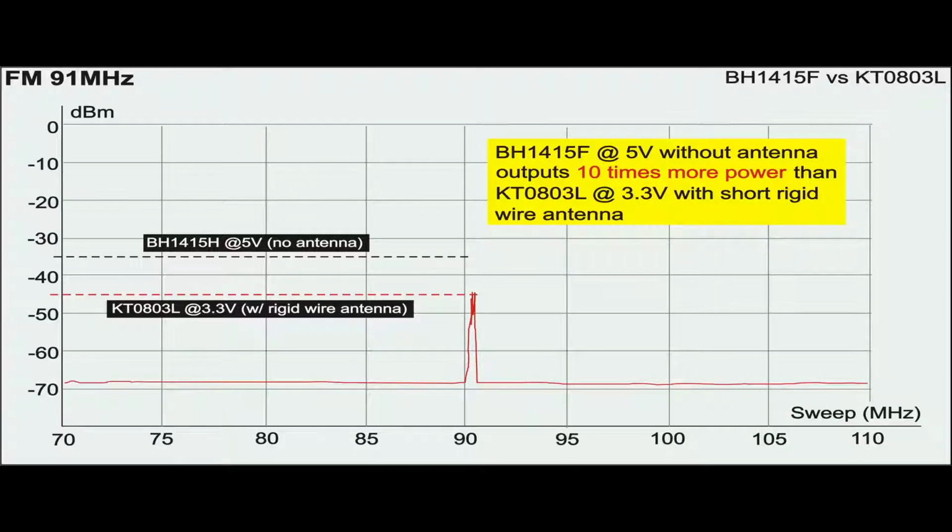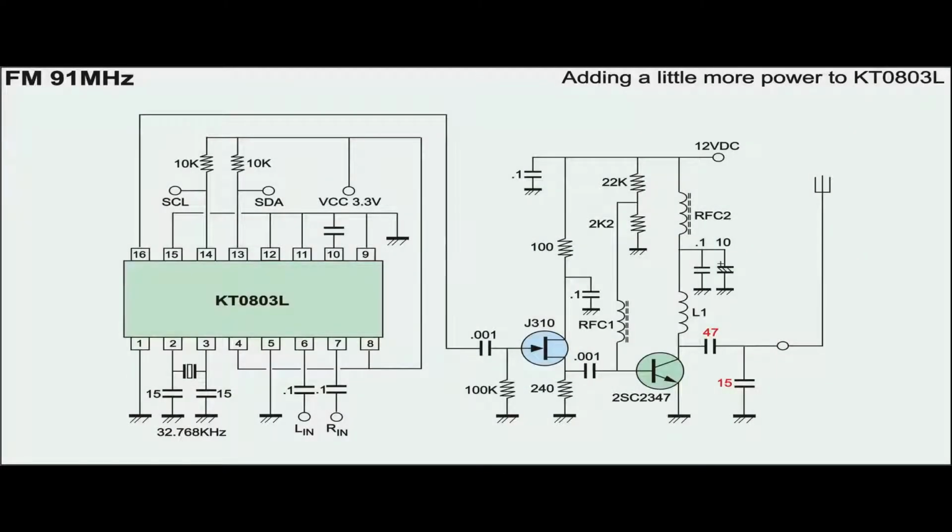Okay, the BS1415 at 5 volts with no antenna outputs a larger RF signal than this KT module with an antenna. This is bad news because the RF signal from the KT is too small to cover the entire house. So a 2-transistor RF amplifier is added as shown here.